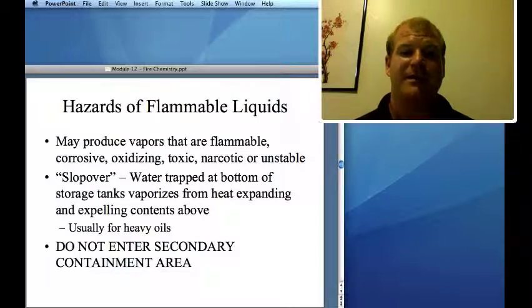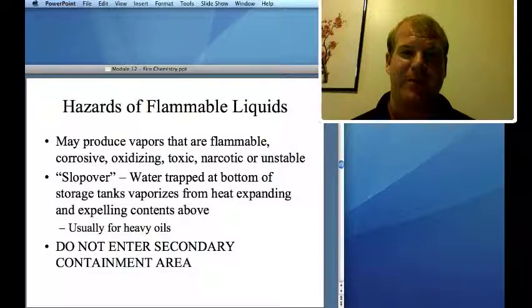Slop over. This is when water is trapped at the bottom of some storage tanks, and as it heats, the water will boil or expand, and then this will cause slop over, where the oils will start to literally slop over the tank. And for you firefighters, I was told specifically to put this in there. Do not enter the secondary containment area.